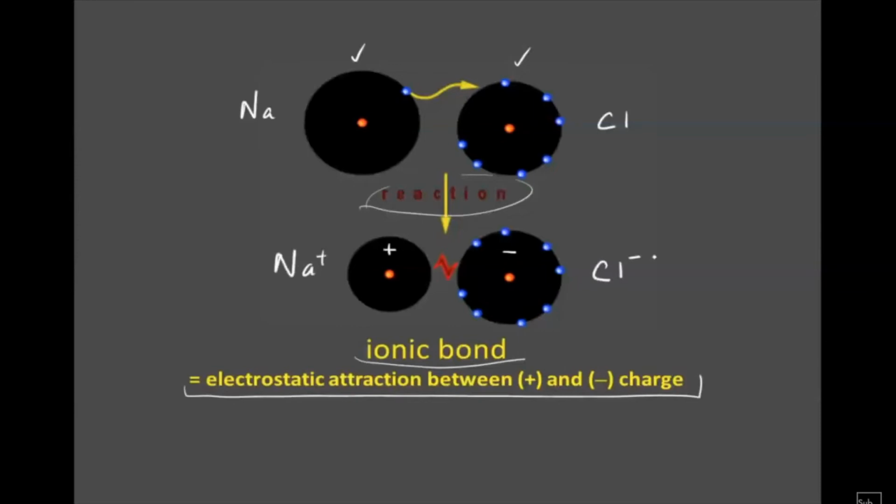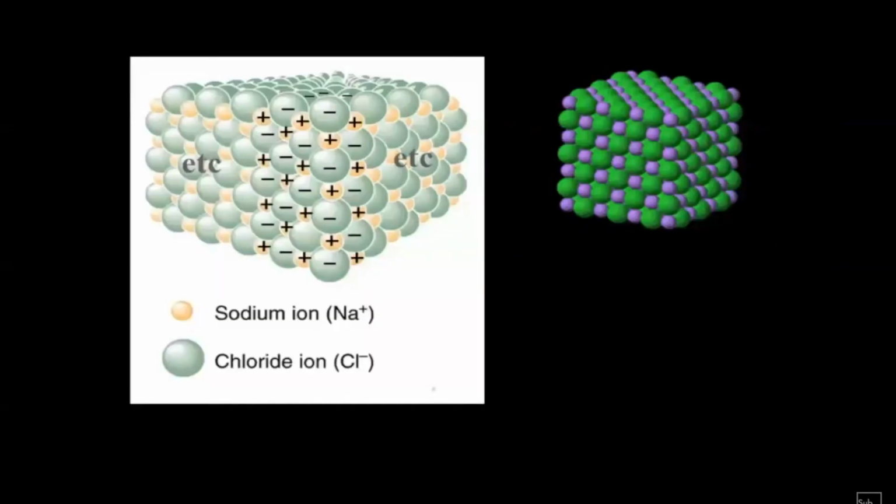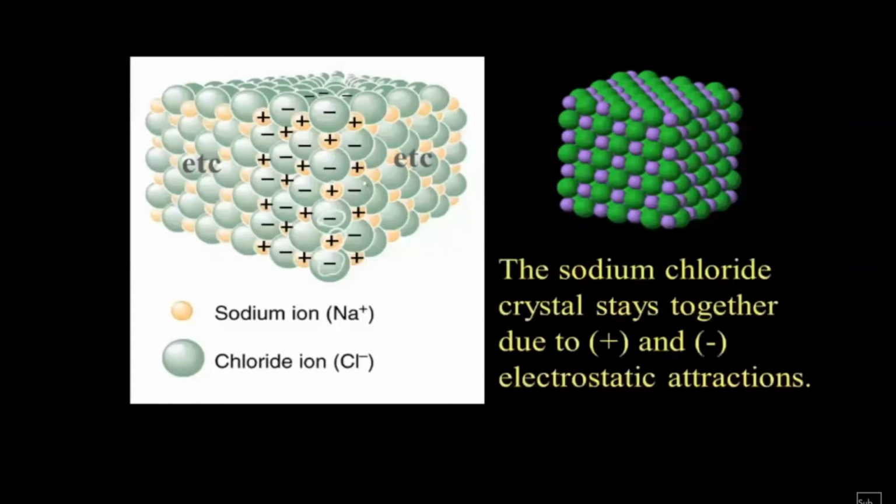So the sodium ion and the chloride ion, being oppositely charged, are electrostatically attracted. And so that opposite charge results in a crystalline structure where we have an ongoing array of alternating positive and negative ions that are all attracted to each other, and that keeps the crystal together.